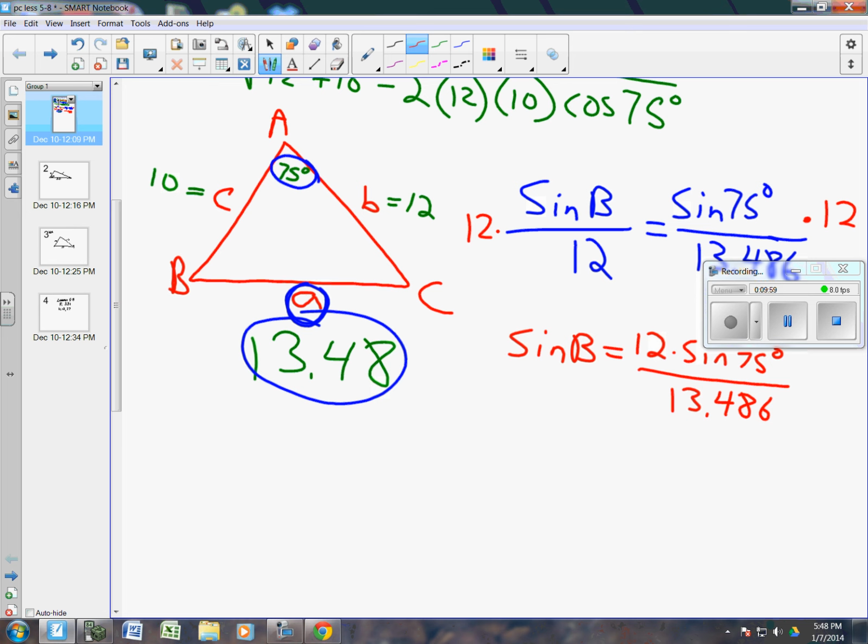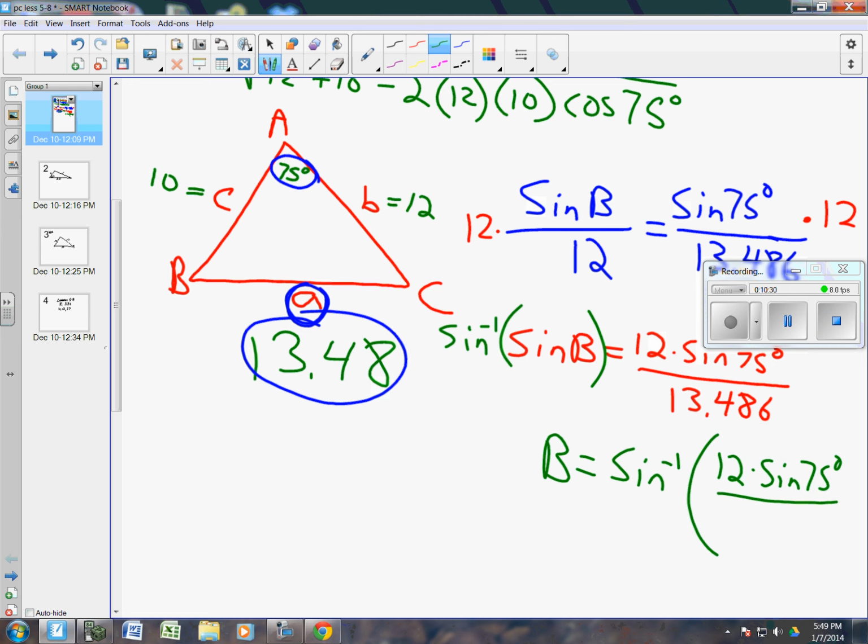And keep in mind that this is not angle B solved by itself, it's sine of B. So I have to get B by itself by taking the sine inverse of both sides. When I take the sine inverse of this side, the sine inverse undoes the sine, so I'm left with B. And on the other side, I have the sine inverse of 12 times the sine of 75 degrees all over 13.486.